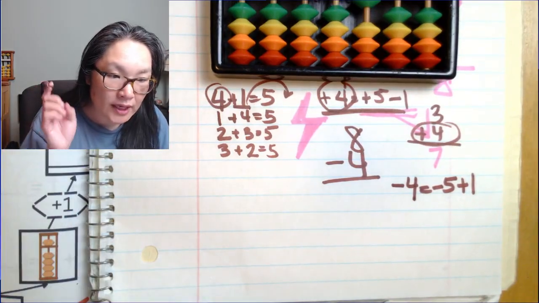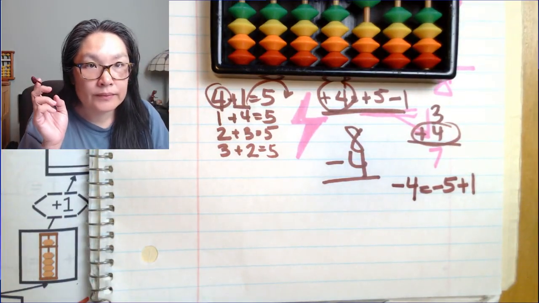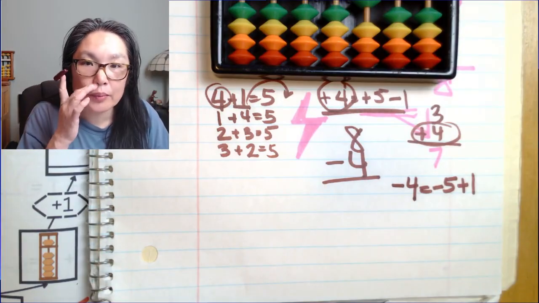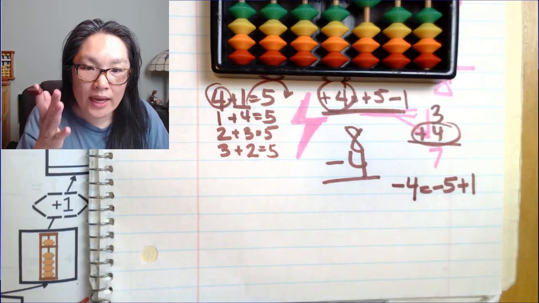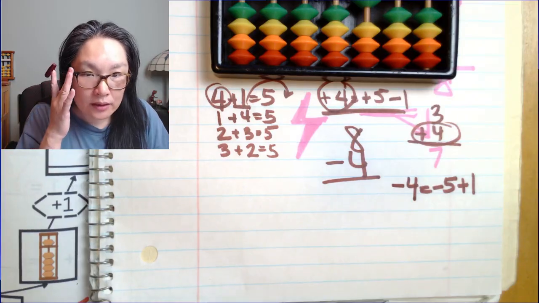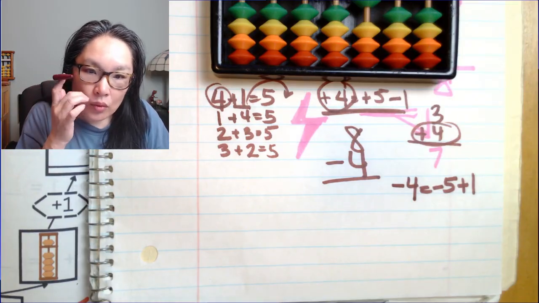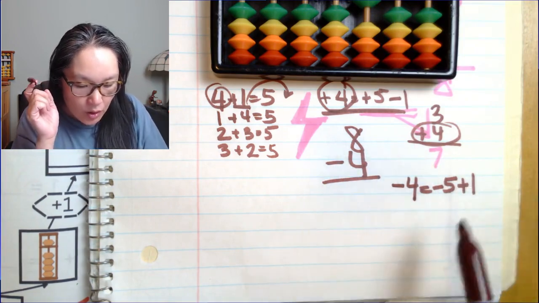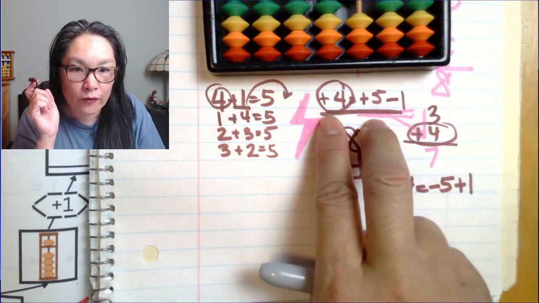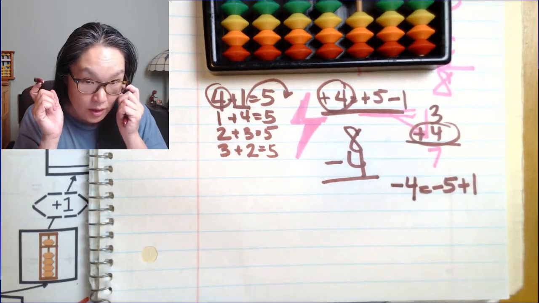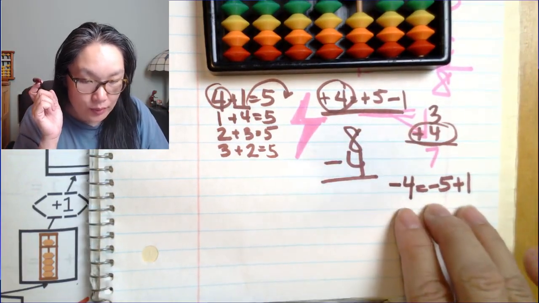Multiply two negatives gives you a positive. Yes, but we're not multiplying. We are taking away and we're subtracting. So we're not multiplying here. What we're doing is we are reversing the operation. So when we add, we can subtract.